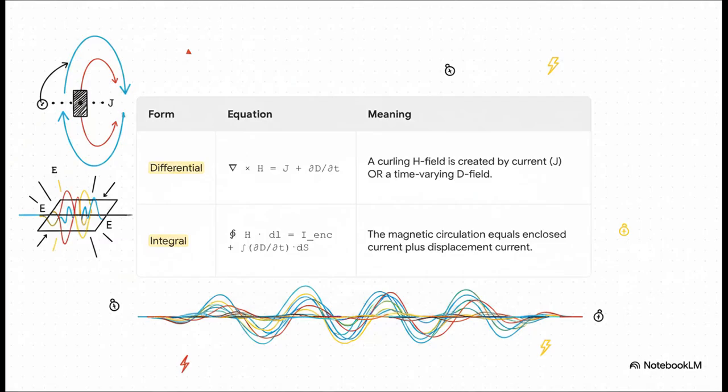And here it is, the complete Ampère-Maxwell Law. It tells us that a curling magnetic field is created by two possible things. The first term, J, well, that's just your standard current, the flow of electrons. We knew about that. But the second term, that was Maxwell's stroke of genius. He called it displacement current. And what it means is that a changing electric field all by itself can also create a curling magnetic field, behaving just as if it were a real current.